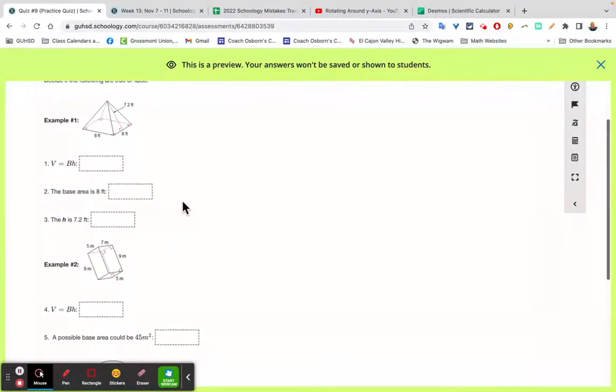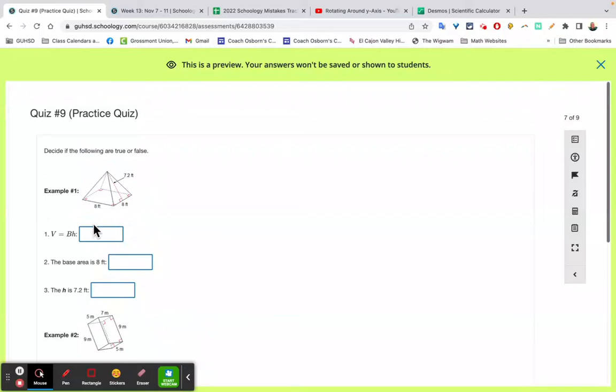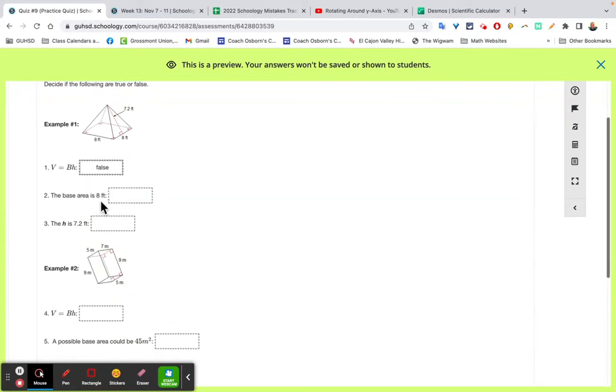So this is actually false. That would be a false answer, because this is for the rectangle, so that would actually be for this shape here. Okay, the base area is 8. Well, the base is a square, which means I multiplied both sides, 8 times 8. So the area would actually be 64. So no, it's not 8.